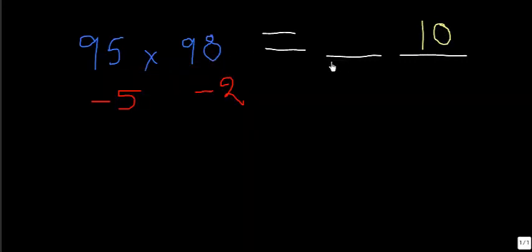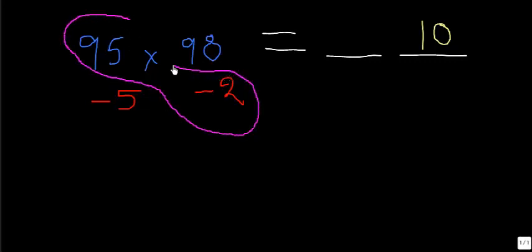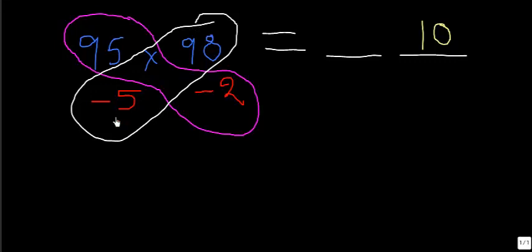The other part, we'll get by adding the number and the difference of the other number, like this: 95 plus minus 2, which is 93. We can get the same answer even by doing this: 98 plus minus 5, which is also 93. So we'll get the same answer whether we do it this way or that way. The answer is 93. So that is the answer, 9310. Isn't it great and easy?